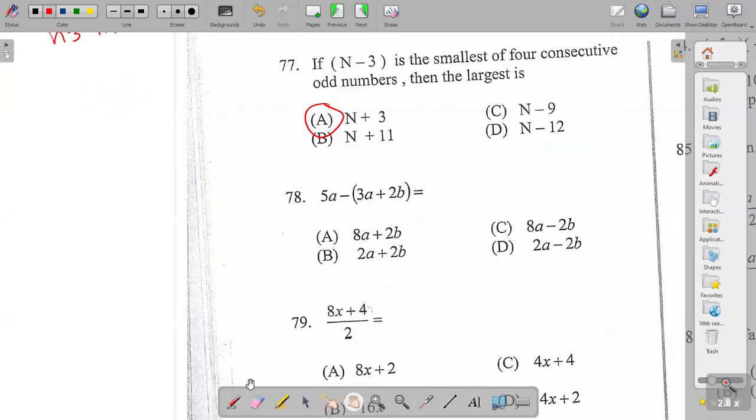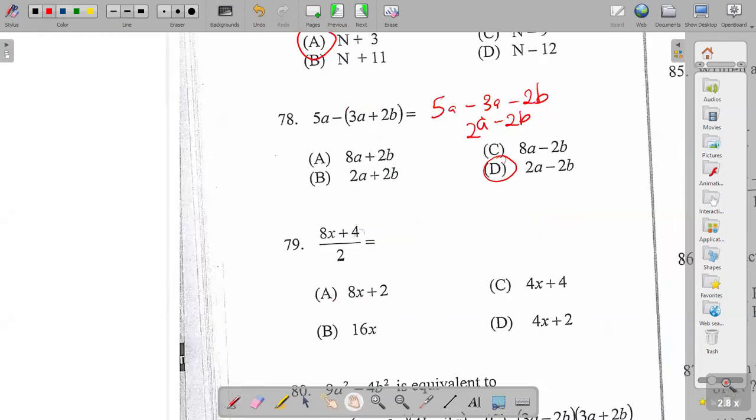All right. Here we have to expand the brackets, but this is minus. So it's going to be 5a minus 3a minus 2b. So that'll give me 2a minus 2b. Yep. I think we did this concept before. Both of them are even, so both of them can be divided by 2. So that will give me 4x, because 2 into 8 goes 4, plus 2 into 4 goes 2. So the answer is 4x plus 2.